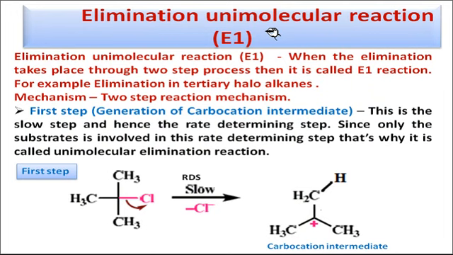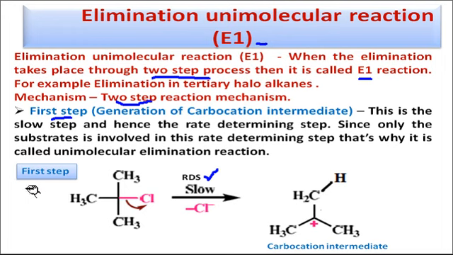First is the elimination unimolecular reactions, that is E1 reactions. When the elimination takes place through a 2-step process, then it is called the E1 reaction. For example, elimination in tertiary haloalkanes. This is the tertiary haloalkane. Now, these reactions are carried out in a 2-step process. The first step is the generation of the carbocation intermediate. The first step is the slow step, therefore it is the rate determining step.